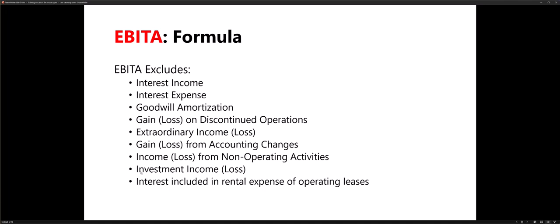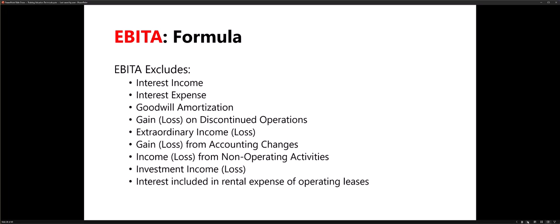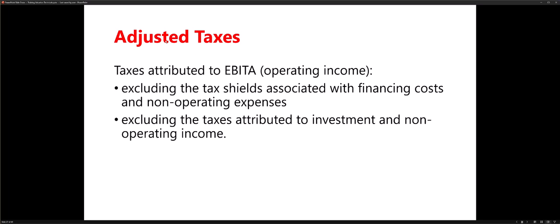The most common are probably investment income or interest income. These two are probably the most common. And then perhaps when you have discontinued operations. So these are the items that you don't want to include in EBITDA. And then these are the items that should be included in EBITDA, your operating part. This is the non-operating part. All right, adjusted taxes.